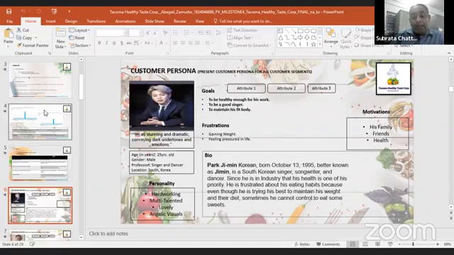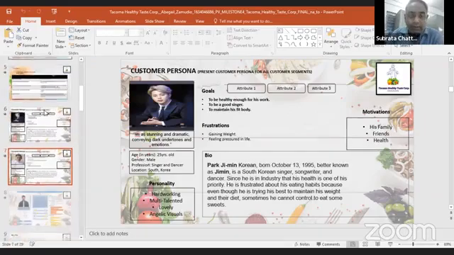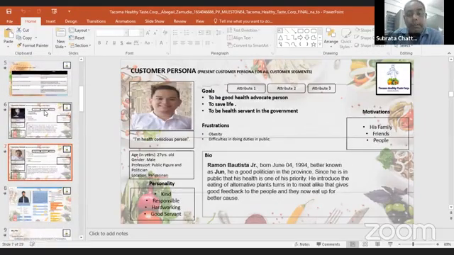So health is his priority and he's frustrated about his eating habits because even though he's trying his best to maintain his weight, he cannot control it. He actually falls prey to some sweets. His personality is hardworking and multi-talented. So these are a few typical personas.